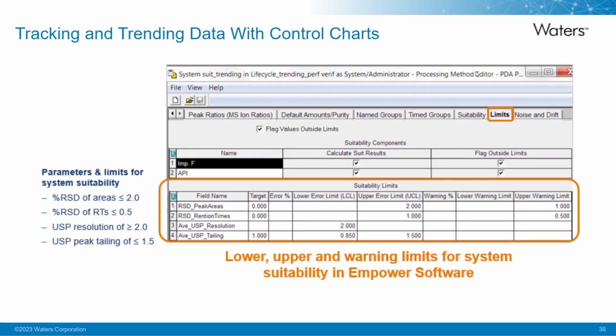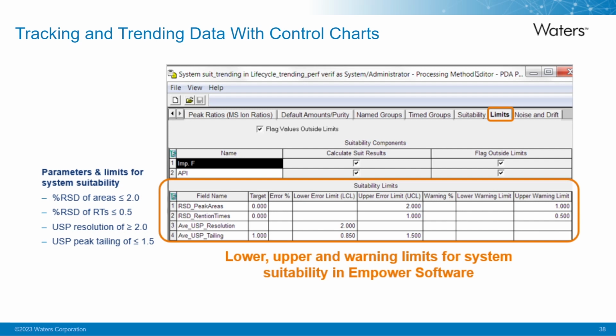So long-term tracking of data and looking for trends in data could potentially help in preventing OOS. Now, we're looking at a screen capture from the limits tab in the processing method. And I made mention earlier in the discussion that you can set up limits for various peak fields. They can be custom fields, they can be standard fields. So, anything from area to, in this case, you're looking at custom fields. Set up target values, lower error limits, and upper error limits. You can also set up warning limits.